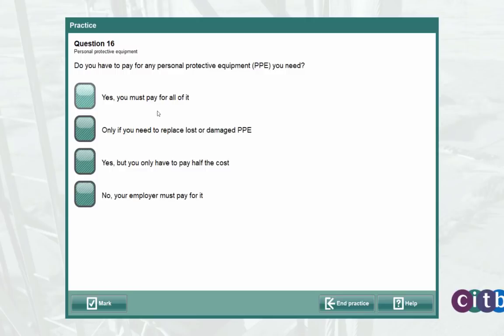Do you have to pay for any personal protective equipment, PPE, you need? Yes, you must pay for all of it. Only if you need to replace lost or damaged PPE. Yes, but you only have to pay half the cost. No, your employer must pay for it.